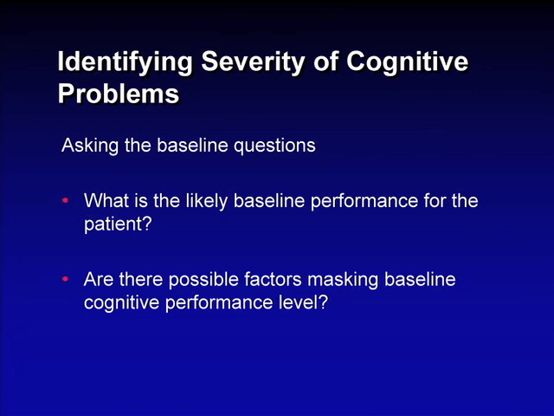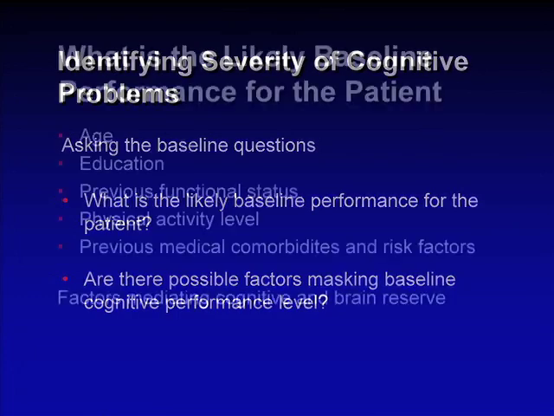So suddenly information is very important. Where they were functioning is very important to make further challenges as to what the possible etiologies could be. So are there possible factors masking baseline cognitive performance level? The other issues could include things like their mood, their psychiatric illness, or medications, some of the things we can talk about next.